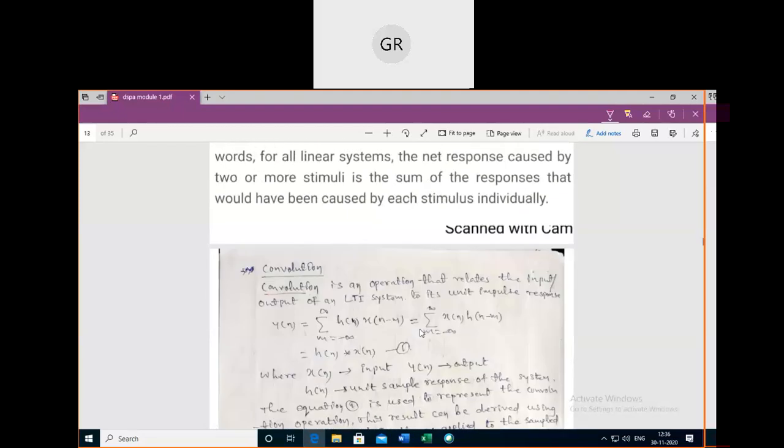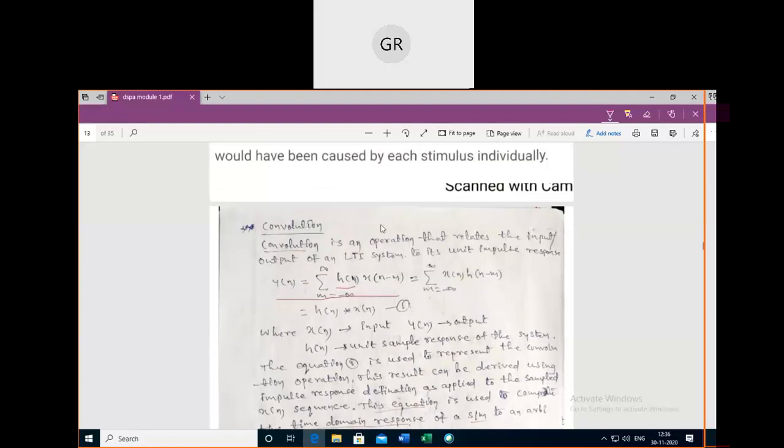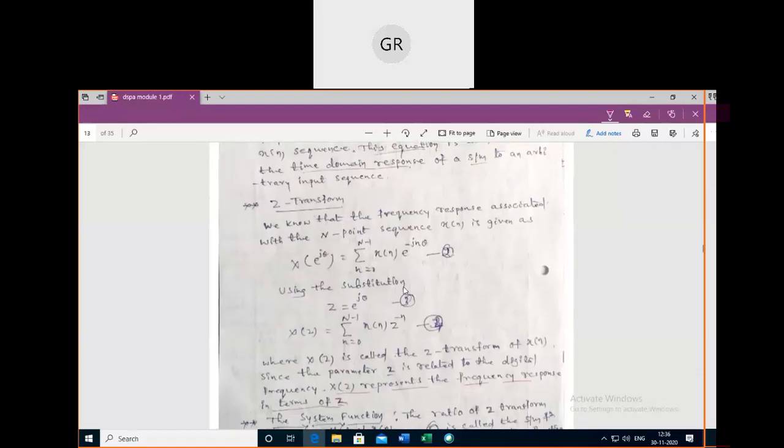Here they give the convolution. We are already familiar with this equation, convolution. Convolution is an operation that relates the input and output of an LTI system to its unit impulse response. Here h of n is the unit impulse response. x of n minus m is the circular shift of the input. Okay, this is about the convolution. Here we can analyze the time domain approach of the LTI system.